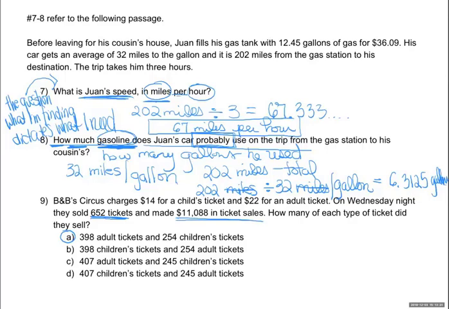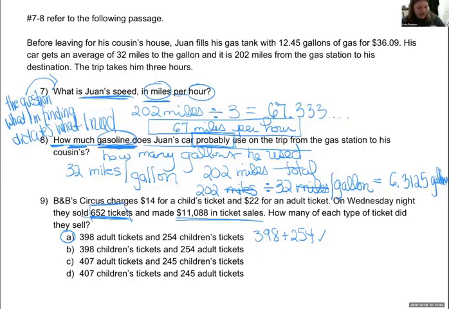I added the tickets together. You added the tickets together. She said the adult tickets plus the children's tickets better give me 652. So 398 plus 254 gives me 652. Check. Wonderful. So the 652 tickets checked out.